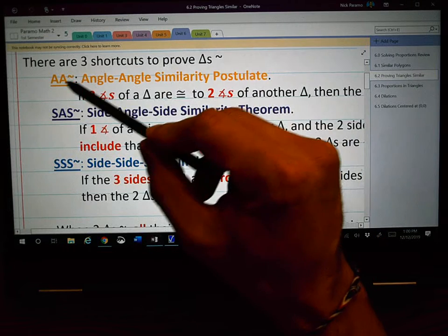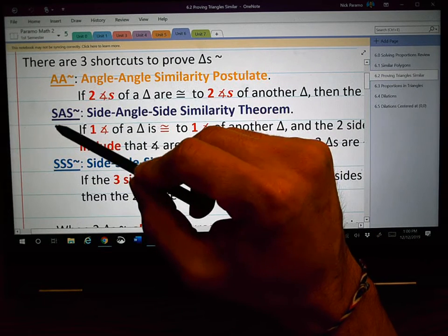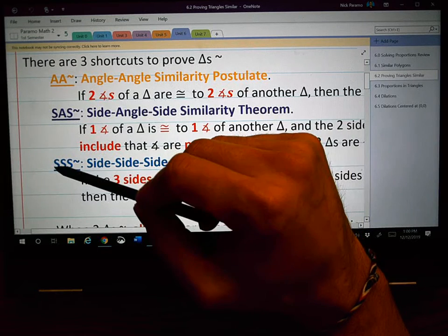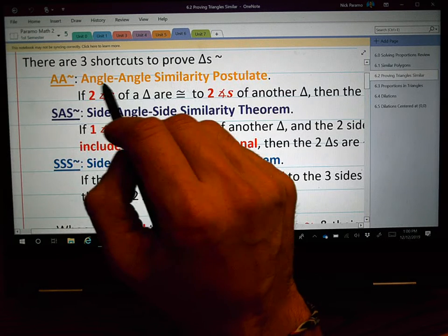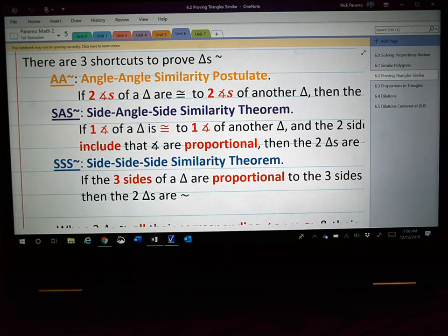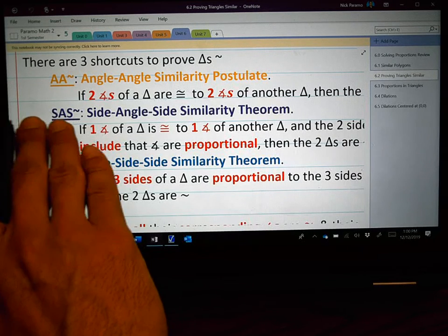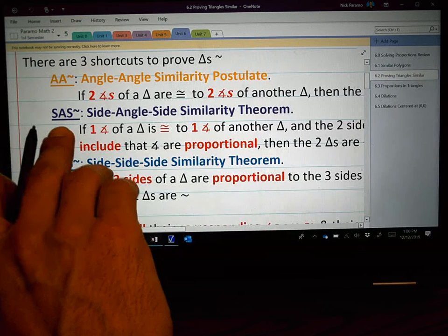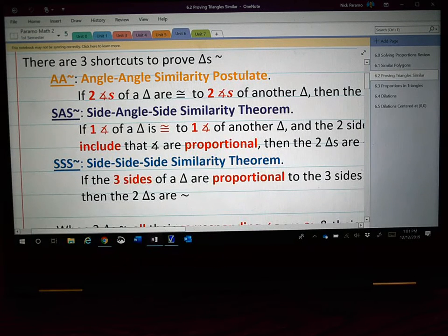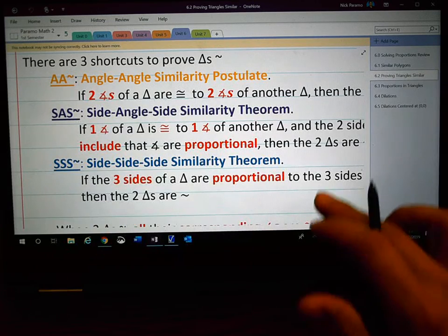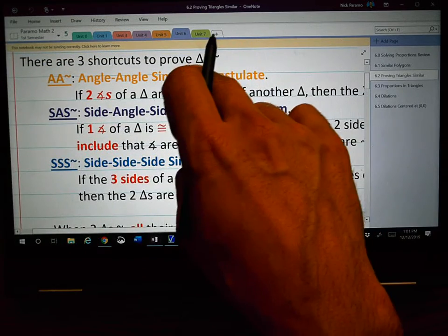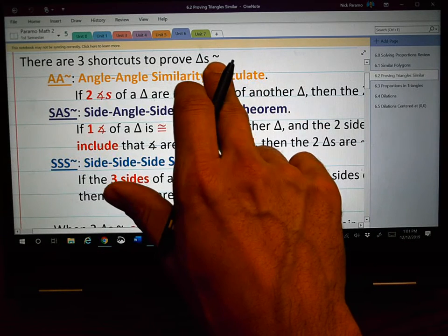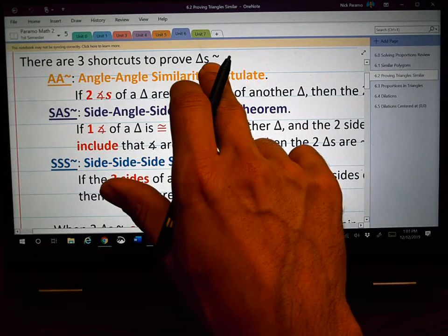The 3 ways were called angle-angle similarity, side-angle-side similarity, side-side-side similarity. If you had 2 angles congruent to 2 angles of a different triangle, those 2 triangles were similar. If 2 sides were proportional and the included angle was congruent, it was similar. Same thing, side-side-side: being proportional would be similar to another triangle. So there were 3 different ways to prove triangles similar to each other. If you forgot, that symbol right there means similar.